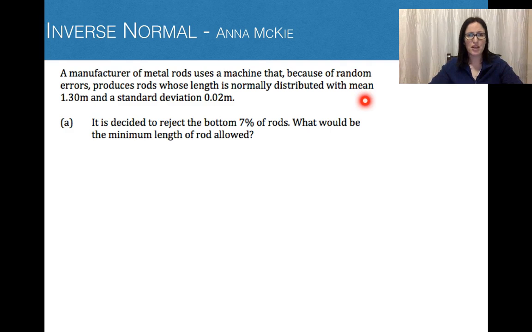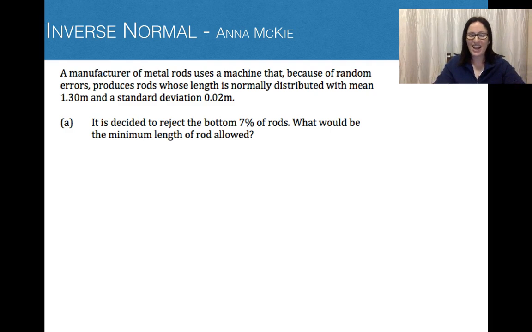So our example here is that a manufacturer of metal rods uses a machine that, because of random errors, produces rods whose length is normally distributed with mean 1.3 metres and a standard deviation of 0.02 metres. And the first part is, it's decided to reject the bottom 7% of rods, implying that they're going to be too short, they don't meet the grade. Now, what would be the minimum length of rod allowed?